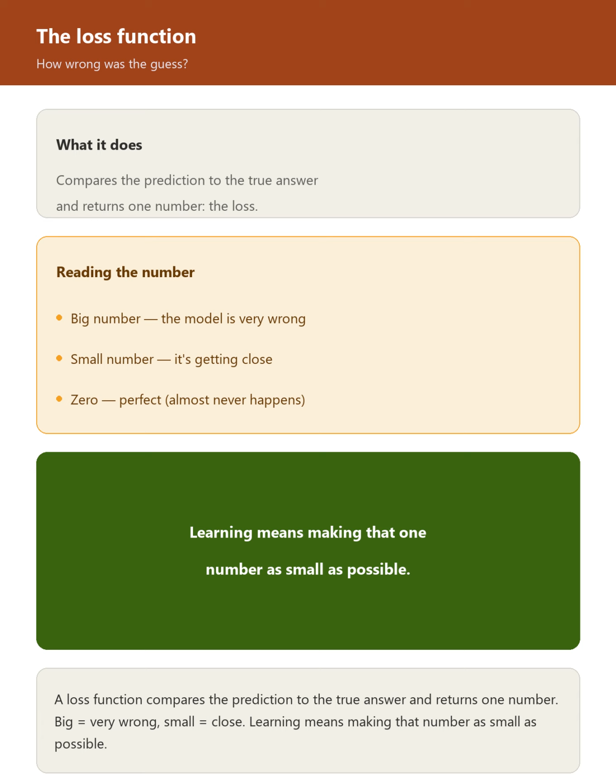Next we measure how wrong it is. A loss function compares the prediction to the correct answer and returns a single number. A big number means very wrong, a small number means close. Learning just means making that one number smaller.